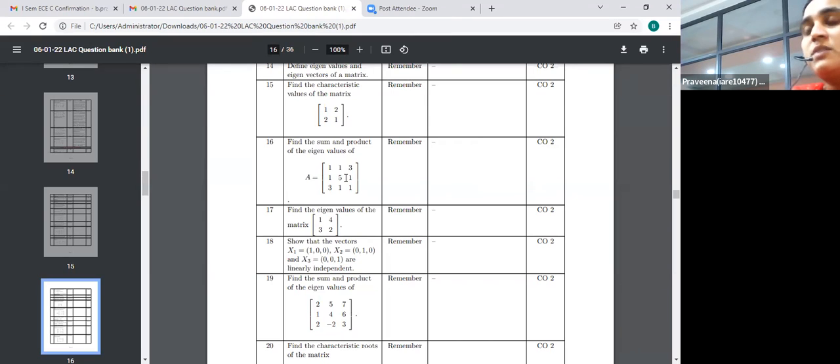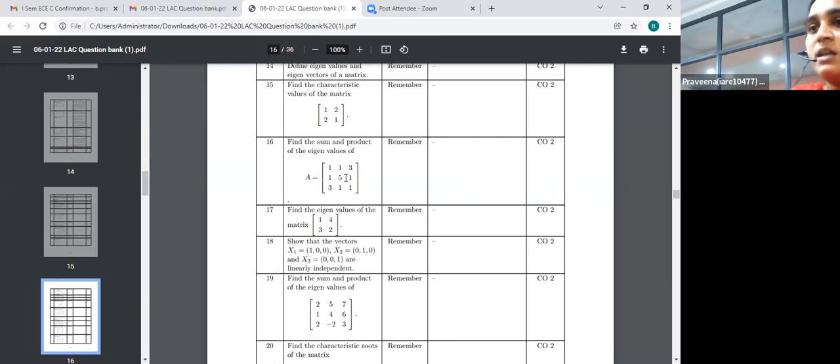And the next, 17th question, find the eigenvalues of the matrix. That is simple. And the 18th question is also the same as the previous one. Is it linearly independent or dependent? Here we have to show it is linearly independent. Linearly independent means that the determinant of A is not equal to 0.